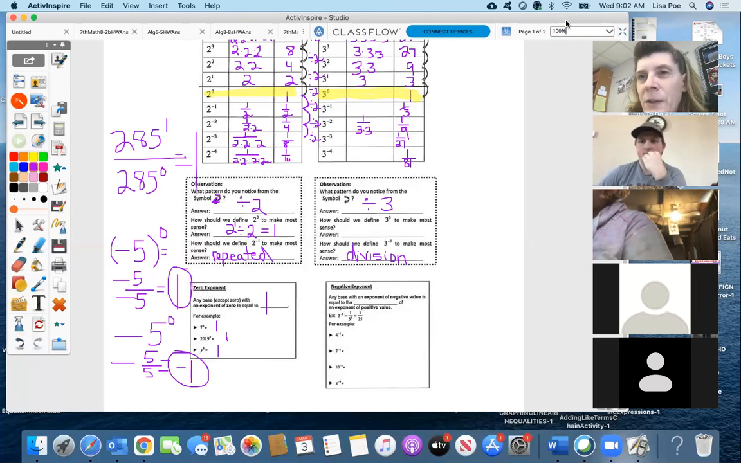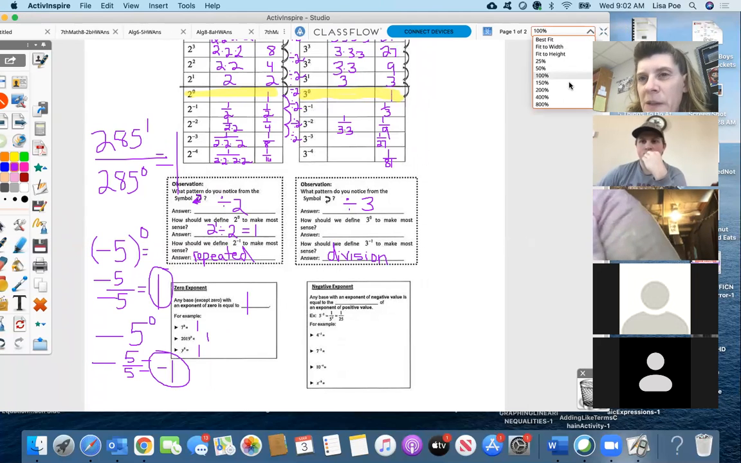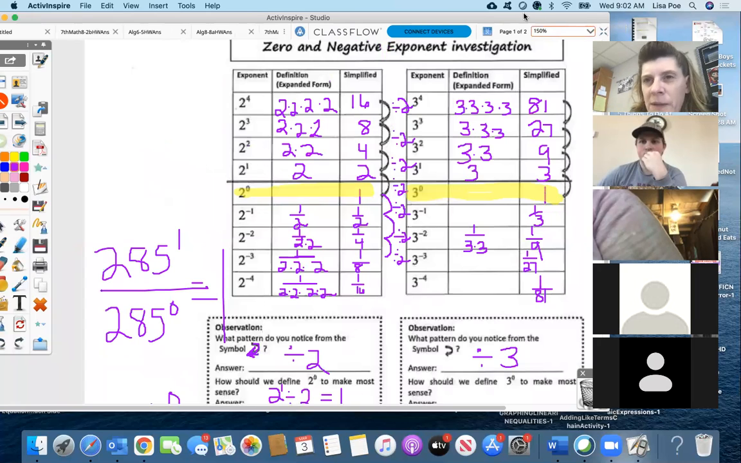All right, now I need to blow this up a little bit so I can see some of these values better. And I don't know if it's going to make it better or not. We'll see.